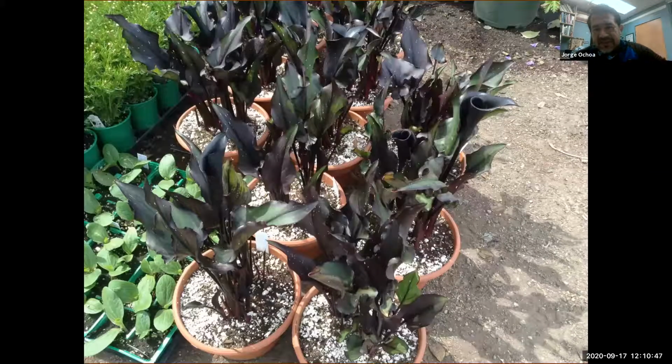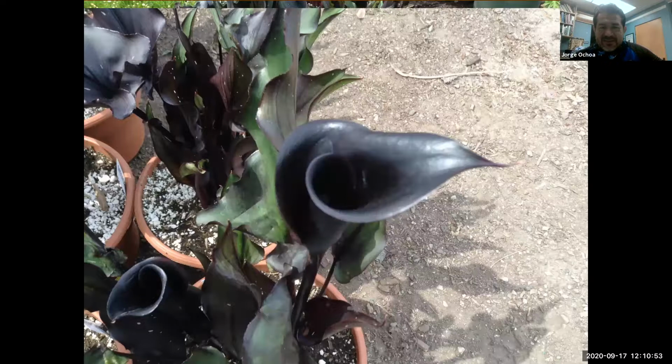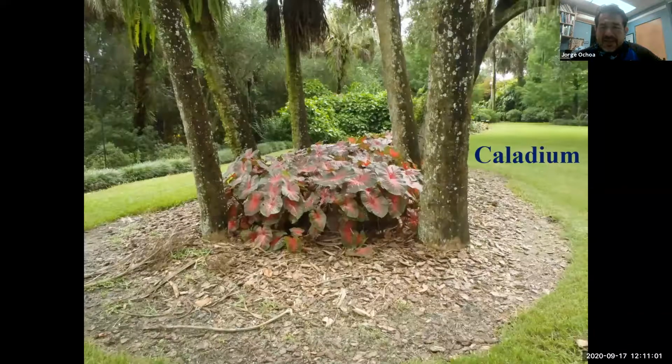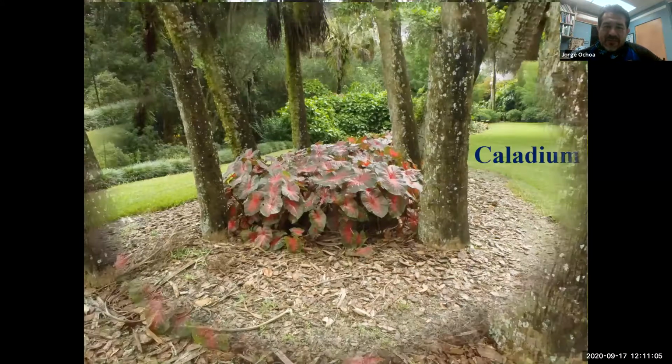And then Halloween is coming. So this one is the voodoo calla lily that I saw at H&H one year, right before Halloween. Obviously, a lot of people are looking for the black flowers, and this one is it. Caladium, we'll see it later. Very colorful for the foliage.